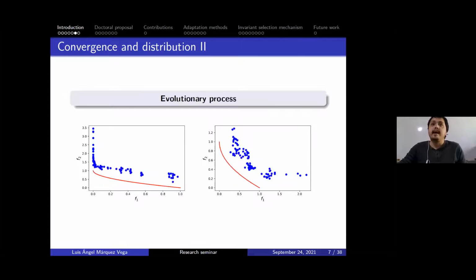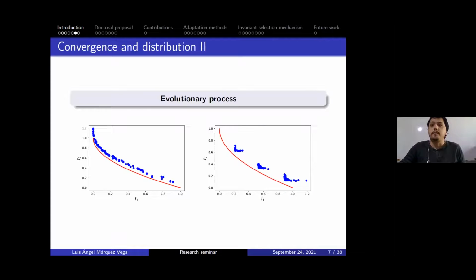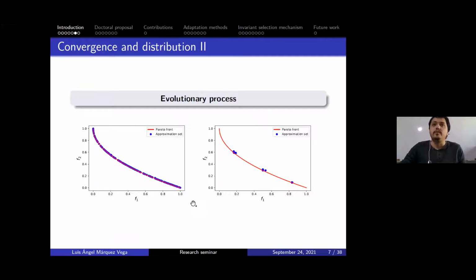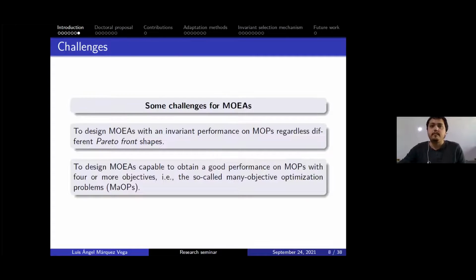Here we can see the evolutionary process of two populations on two different problems. In the first case, we can see a population that is capable of representing the Pareto front in a good way. On the other hand, we have a population that converges to the Pareto front on specific points, but is not capable of distributing the solutions to fully cover the Pareto front.